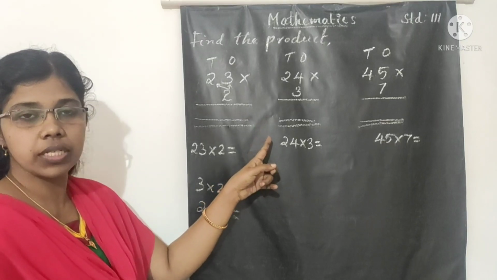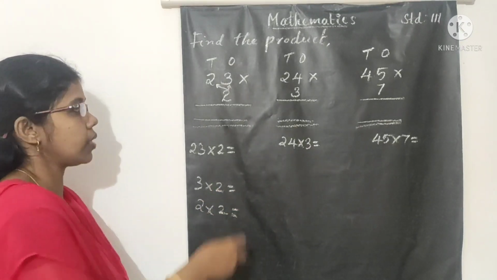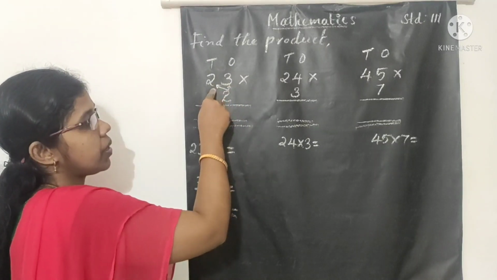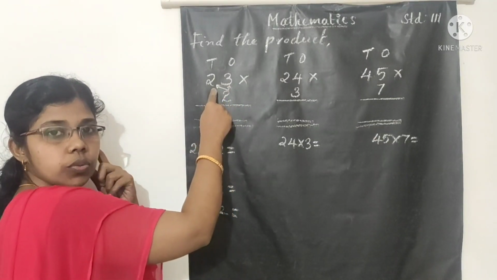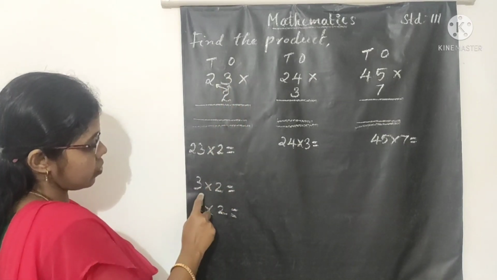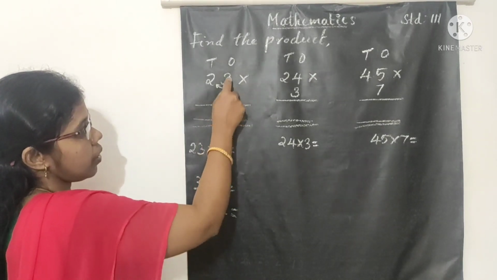Multiplication also begins from the ones place. So first 2 multiplies with 3, then 2 multiplies with the tens place 2. What is 2 into 3?